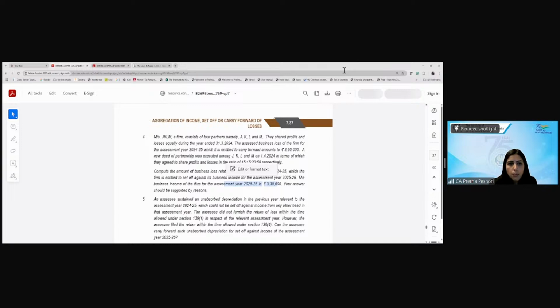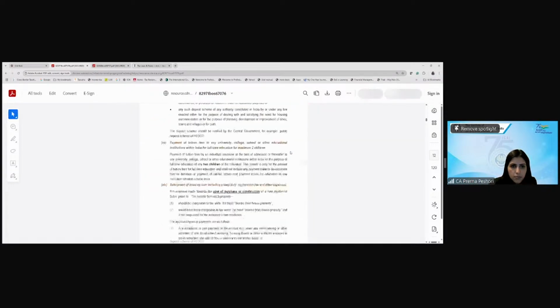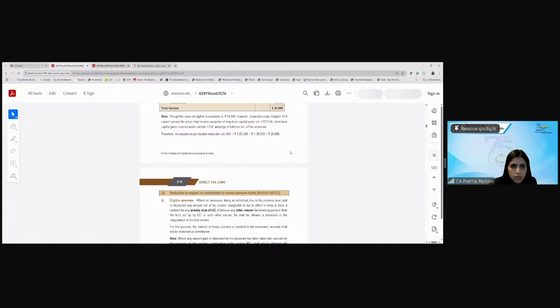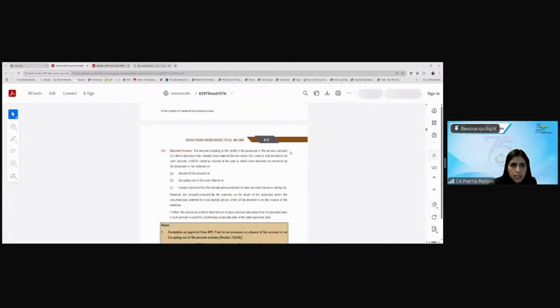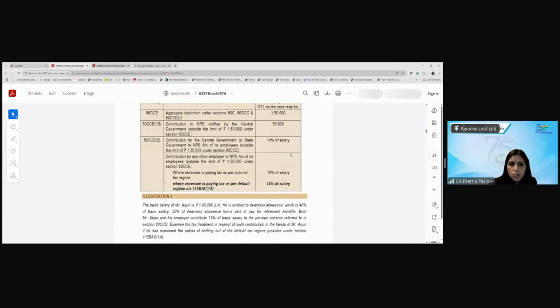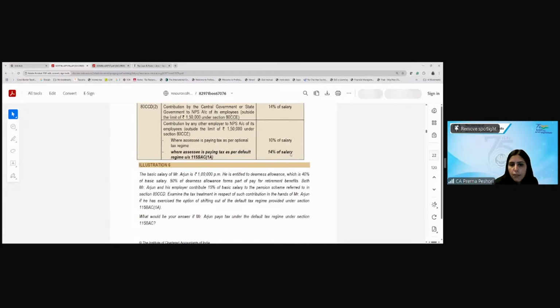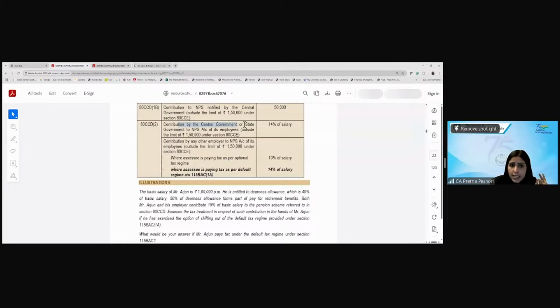So the first question from the module itself, illustration 6. The basic salary of Mr. Arjun is 1 lakh. He is entitled to DA, which is 40%. 50% of DA forms part of the pay for retirement benefits. Both Arjun and his employer contribute 15% of basic salary to the pension scheme referred to in 80CCD. Examine the tax treatment in respect of such contribution in the hands of Arjun if he has exercised the option of shifting out of the default tax regime. The contribution by the state government or the central government to the NPS account of its employee is given as 14% of salary as deduction.